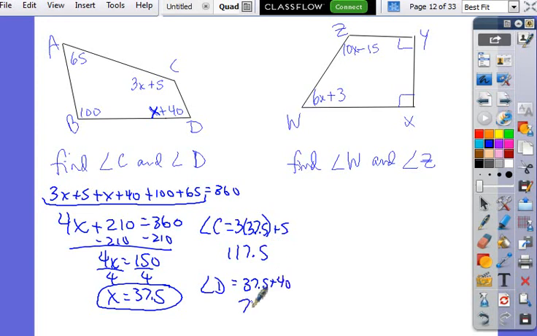So what should I probably do at this point to check myself? Plug it back in. I'm going to add up the 77.5, the 117.5, the 100, and the 65, and make sure it gives me what number? 360. It should be 360. Double check that and make sure we're right. 77.5 plus 117.5 plus the 100 plus the 65. It is. So we know we've got the right answers.